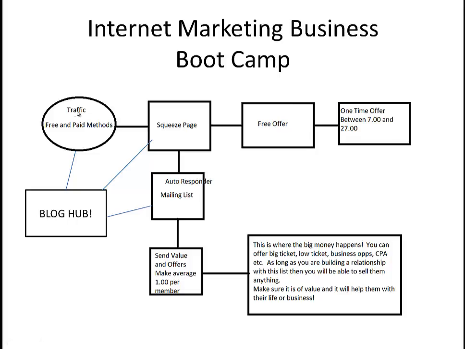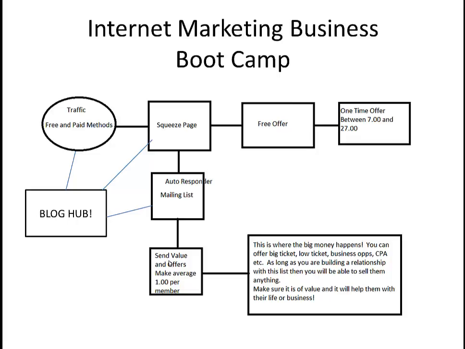And what is happening at that point? The other part of this equation. They went to your squeeze page, they went to the free offer, they got the one-time offer, but they also got onto your mailing list. So every time that happens, more people get into your mailing list. And what happens when they get on your mailing list? Now you can send them more value that's going to help them out for free, but you also can give them more offers.